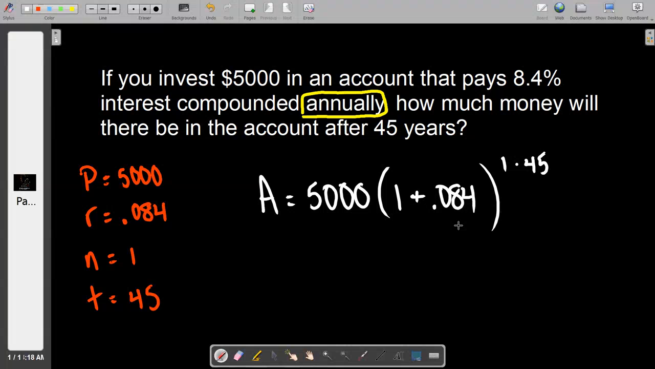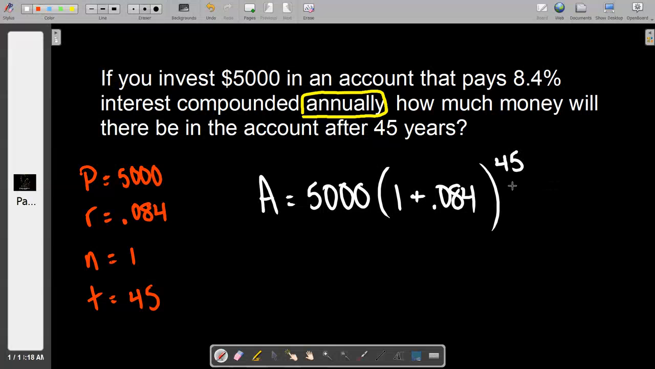Generally, you won't get away with that. You've got to put over 2 if it's semi-annually, or over 12 if it's monthly, or something like that. And then again, like Dylan said, the exponent doesn't have to be 1 times 45, although that is N times T. I could simplify my calculator input by just, in this case, putting 45.